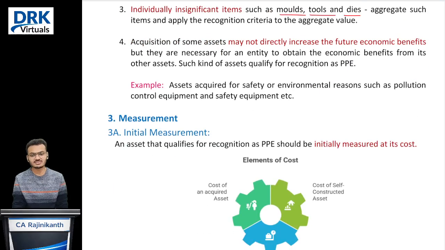And for some assets, because of their acquisition, we won't get any economic benefits. However, their installation or their presence is very essential for the entity to get the economic benefits from other assets. So such kinds of assets are also eligible for recognition as property, plant, and equipment. The best examples are pollution control equipment and safety equipment. Right? These equipment don't generate any economic benefits, correct? However, their installation may become mandatory by government rules or laws, correct? So these are good examples of that kind of assets.